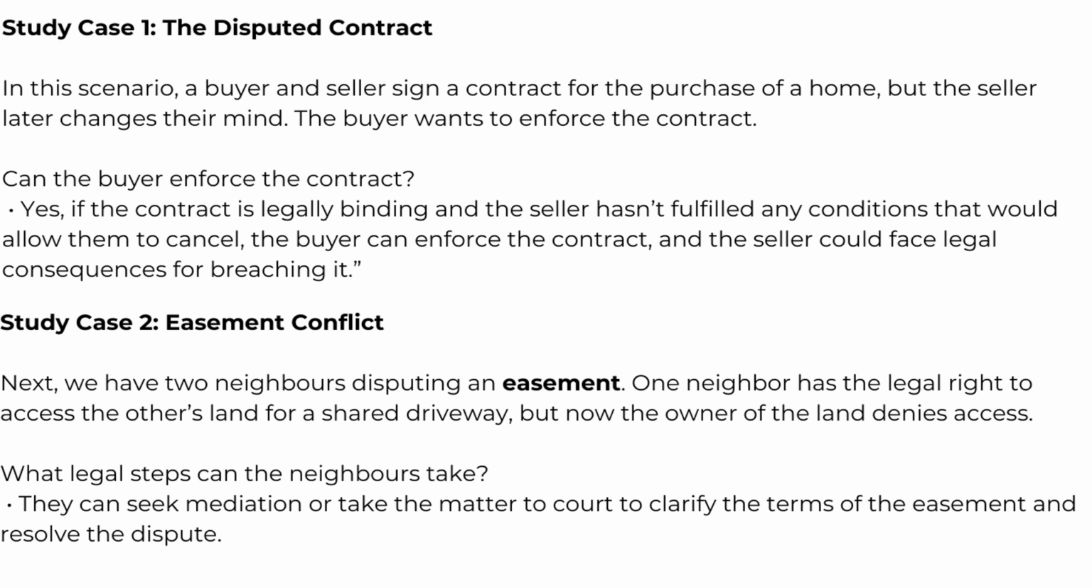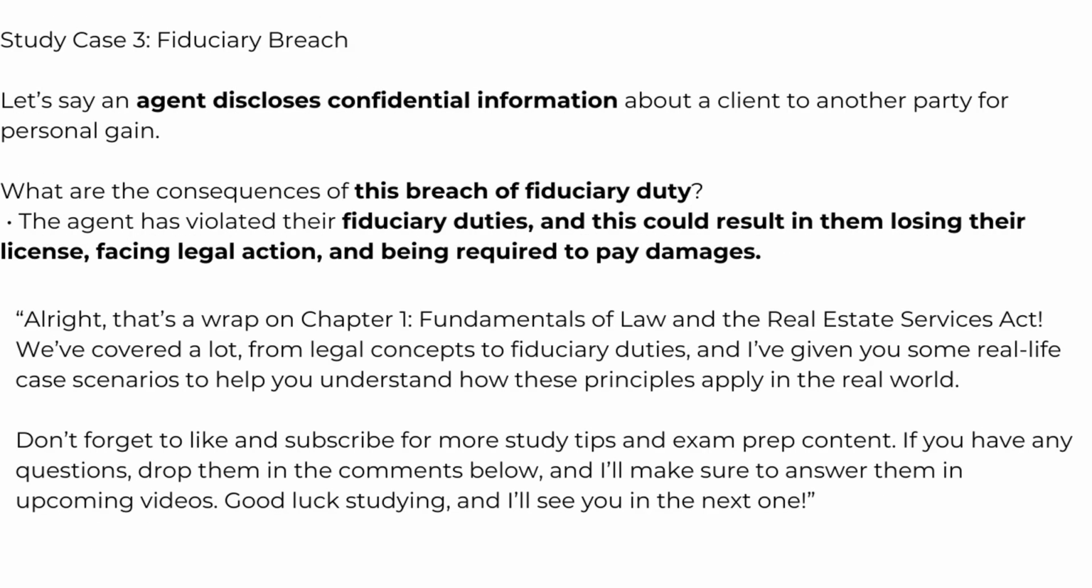Study case 2. Easement conflict. Next, we have two neighbors disputing an easement. One neighbor has the legal right to access the other's land for a shared driveway, but now the owner of the land denies access. What legal steps can the neighbors take? They can seek mediation or take the matter to court to clarify the terms of the easement and resolve the dispute.